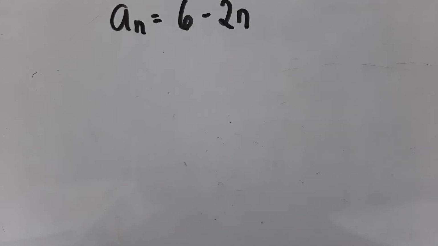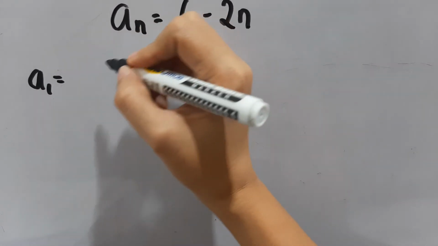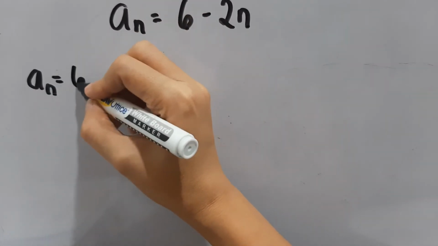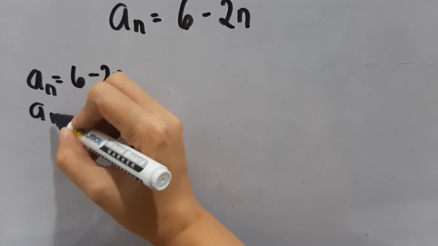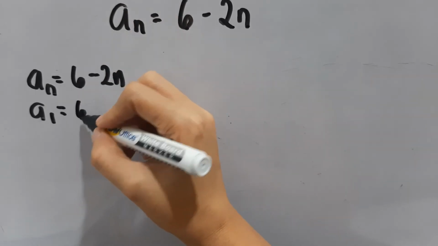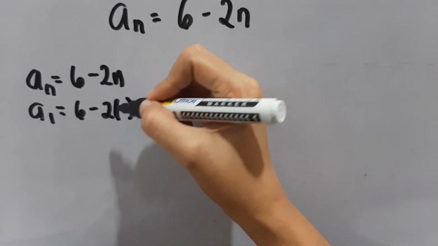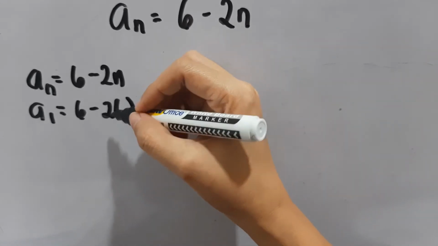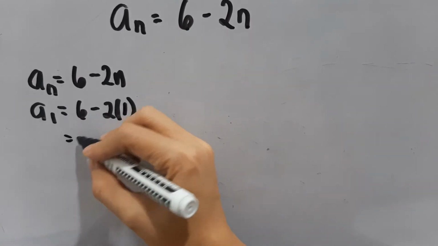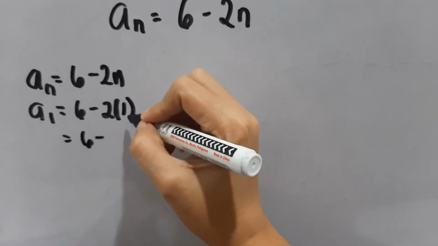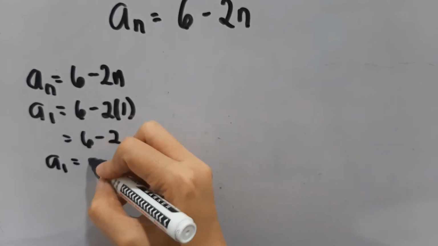Okay, the next problem is find the first 3 terms of the sequence given a sub n equals 6 minus 2n. So, that's all for the first term. Copy the original formula and then first term equals 6 minus 2 parenthesis yung n. Kung nasaan yung n, lagi siya magiging parenthesis. And then, copy lang yung subscript. So, that's 6 minus 2 times 1 is 2. First term is equal to 4.